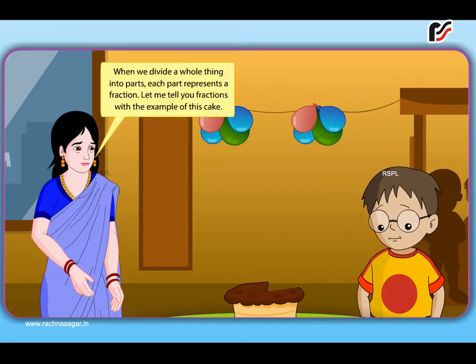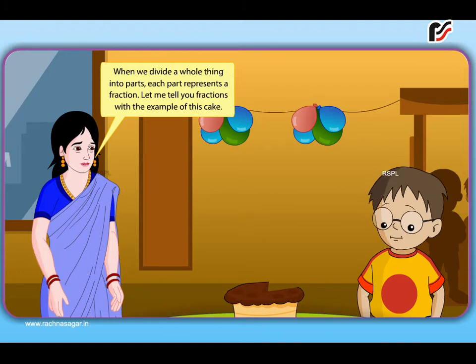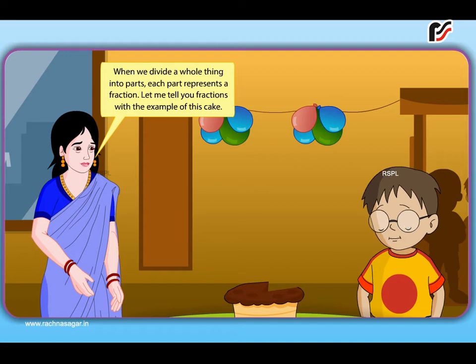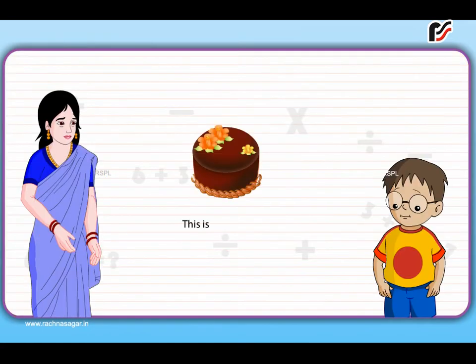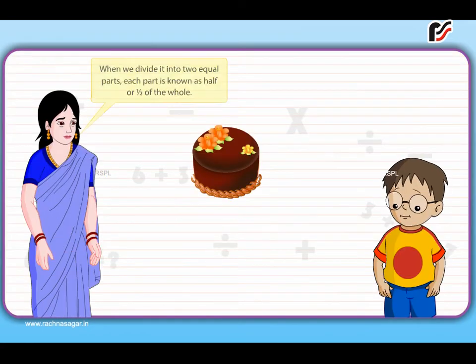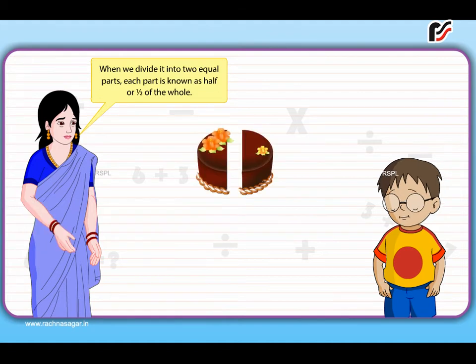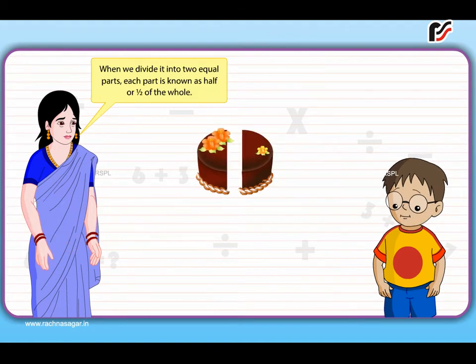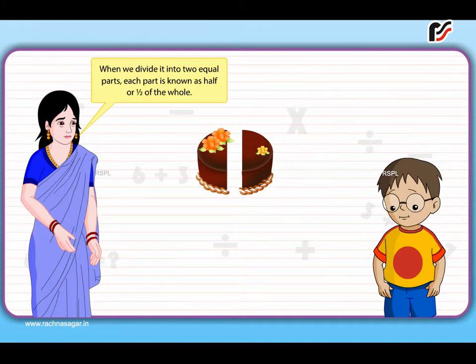When we divide a whole thing into parts, each part represents a fraction. Let me tell you about fractions with the example of this cake. This is one whole cake. When we divide it into two equal parts, each part is known as half or one-half of the whole.